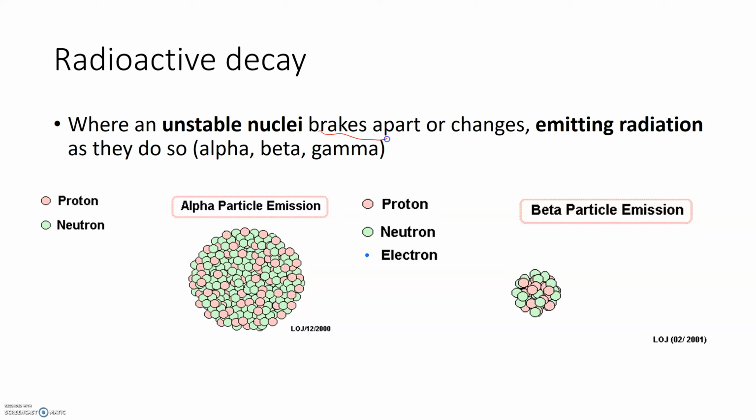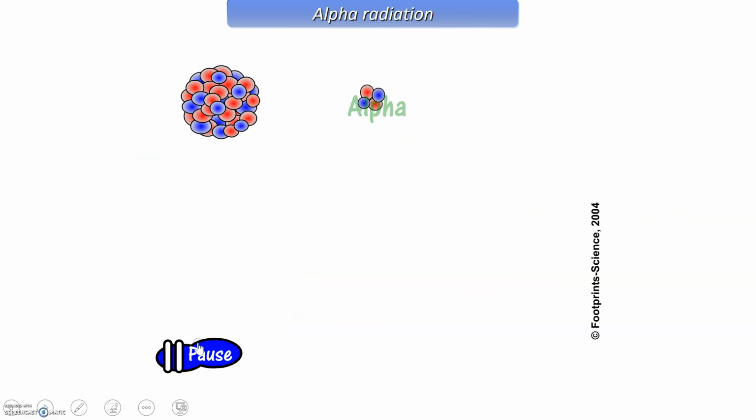So as we mentioned, they come from unstable nuclei, and when this happens, the nuclei changes. It might break apart, and well, it's not really entirely correct, it doesn't really break apart, but it just becomes a bit smaller, or not necessarily smaller. Sometimes we'll see that actually just changes as well. So we'll have a look at that in a bit more detail. Let's start with alpha.